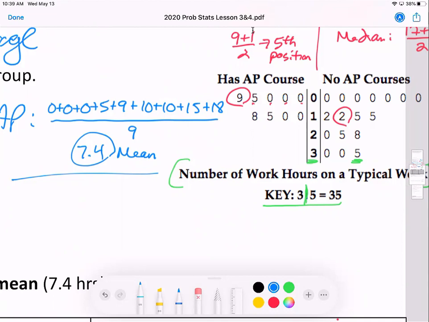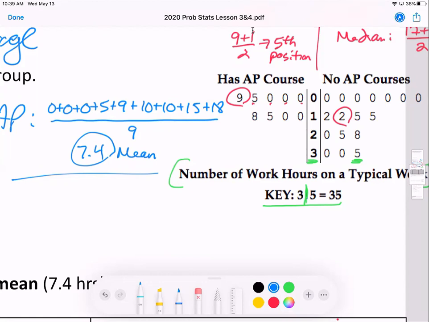So that's calculating the median and the mean. Those are called measures of center. They're called center because the mean gives you an estimate of where the center is for a data set, and the median is called a center because it's really truly the center. Its position is at the center of the distribution.